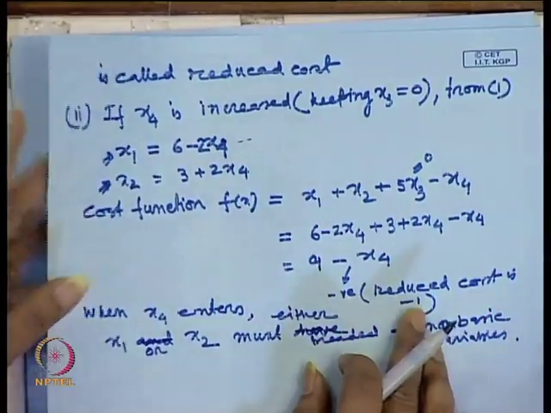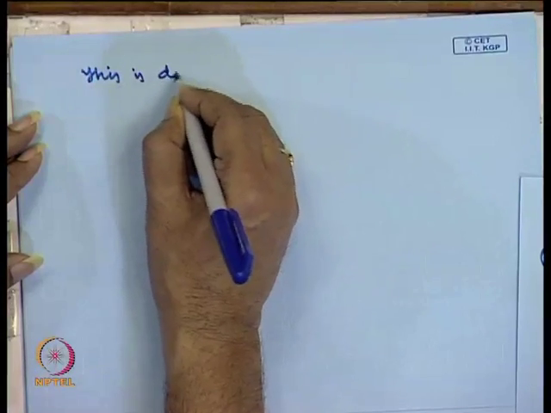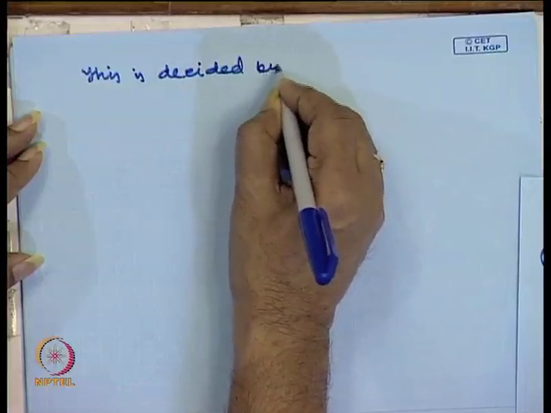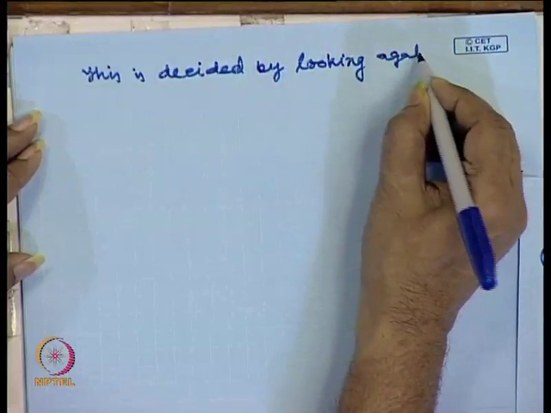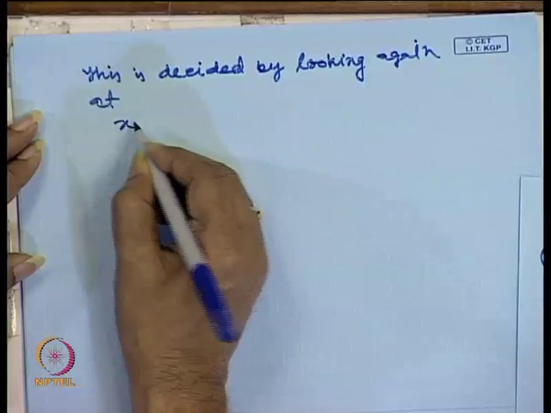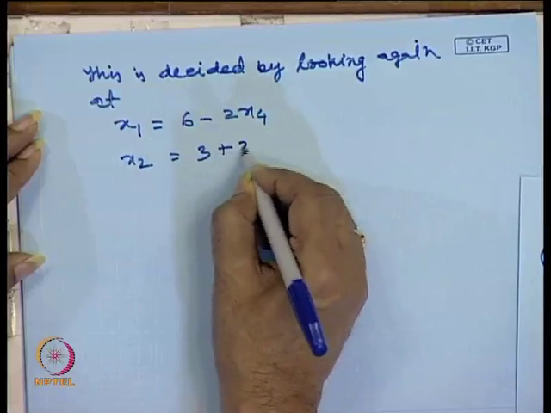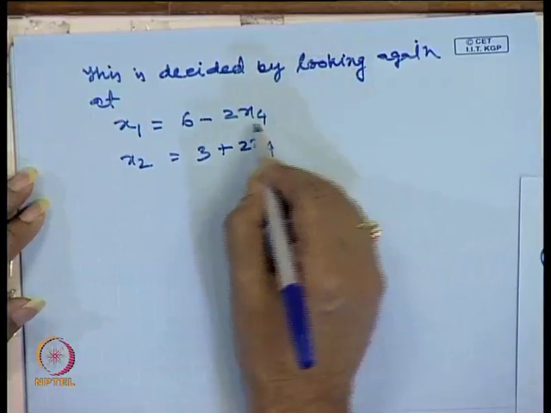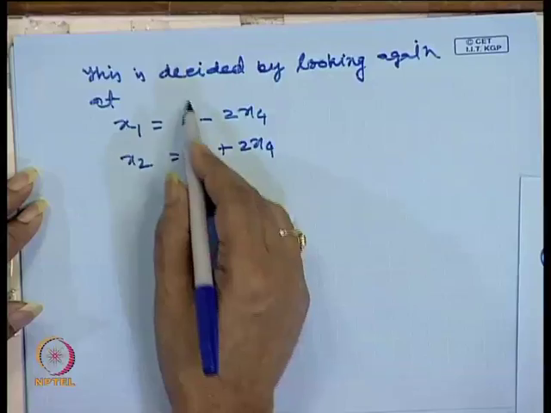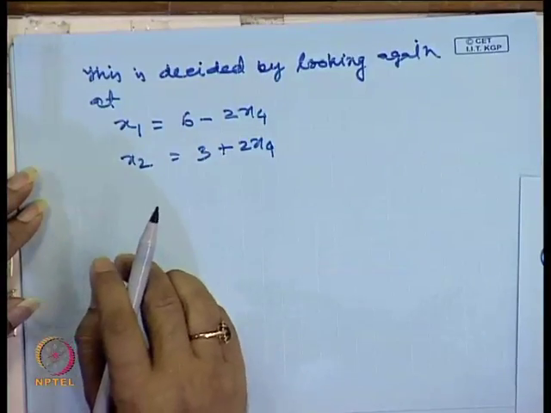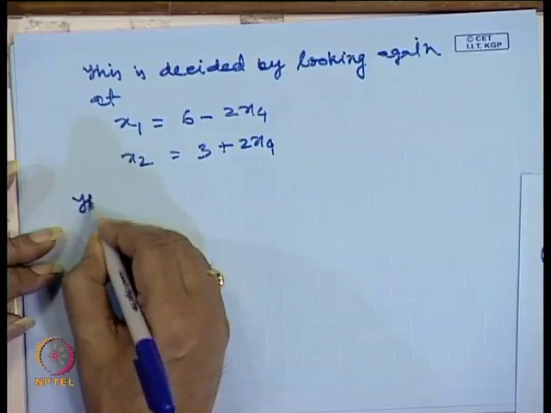So our basic variable acts as a non-basic variable. This is decided by looking again at this expression, x 1 is equal to 6 minus 2 x 4 and x 2 is equal to 3 plus 2 x 4. If we increase x 4 to 3, then this will be 0, but there is no chance x 4 is becoming 0. So ultimately our new vertex is coming.